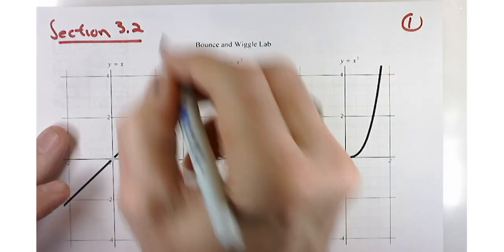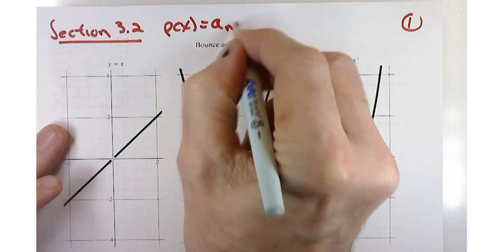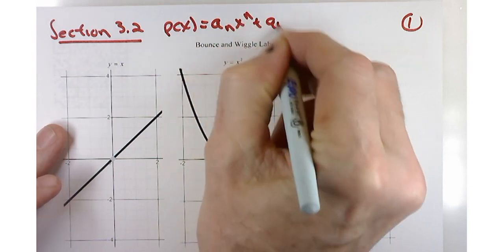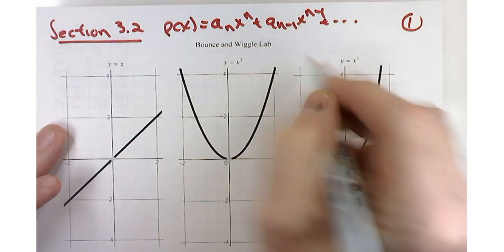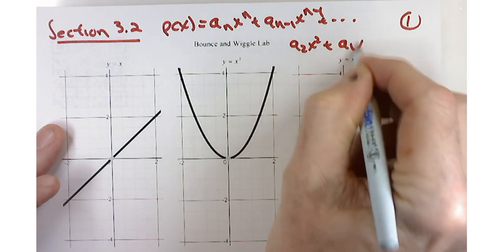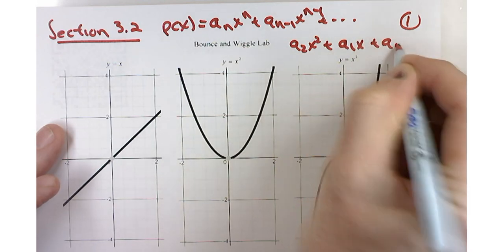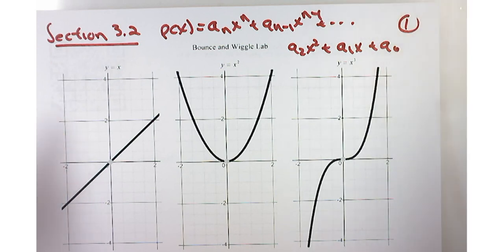Now, polynomial functions are typically written like this: a_n x^n + a_(n-1) x^(n-1) plus all the way down to a_2 x squared plus a_1 x plus a_0. Anything in this form is a polynomial function. So we want to understand what dictates the shape of these things, etc.